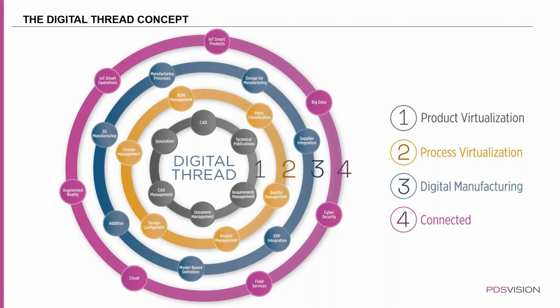But if you want to move out of that circle, you can use this digital thread concept to determine which other tools the company needs as it starts growing. For instance, a company could go from CAD and CAD management to BOM management. We use this to determine the needs of our customers and to guide them in terms of what they can look at.